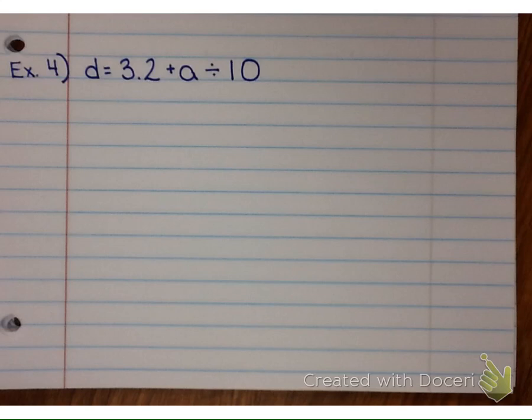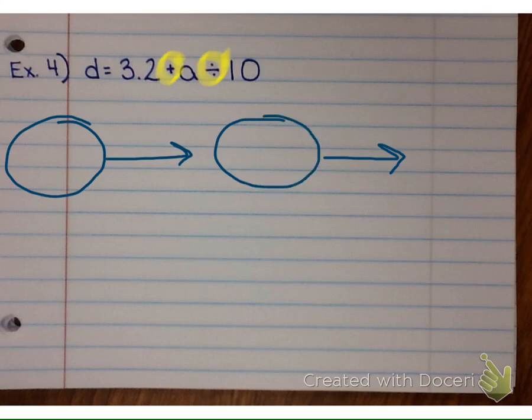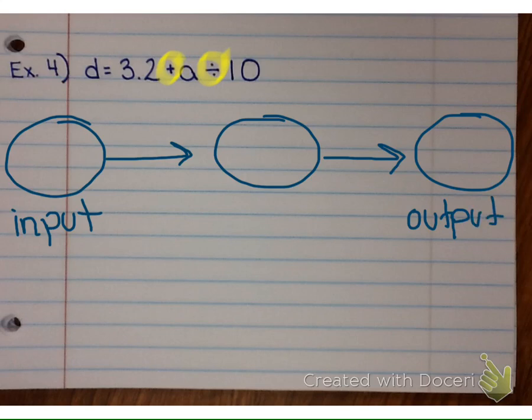Here's one last example for us to do together. Again, I need to draw my flowchart, so I'm going to count my operations. I see addition and division. That tells me that I have 2 operations, so I'm going to need 2 arrows. There are always going to be ovals before and after each arrow, so I'm going to have 3 ovals for this example. I'm going to start with my input, and I'm solving for my output. My input here will be the letter A. My output is D. My output here is equal to the expression that's equivalent to D.